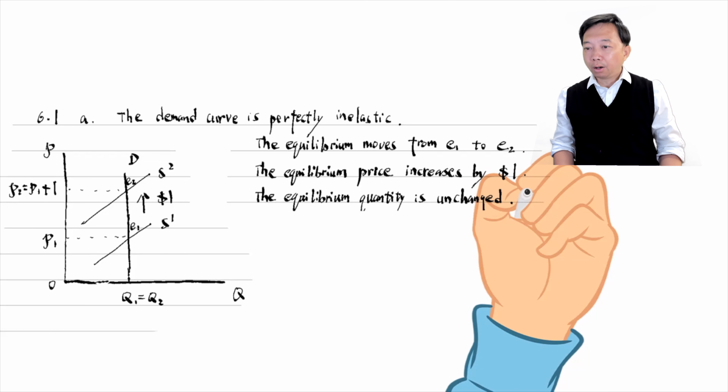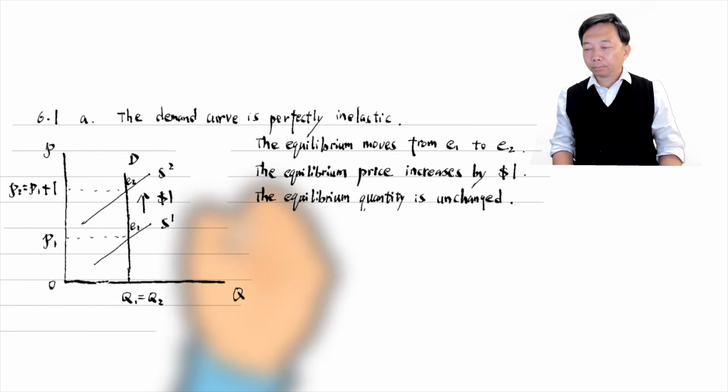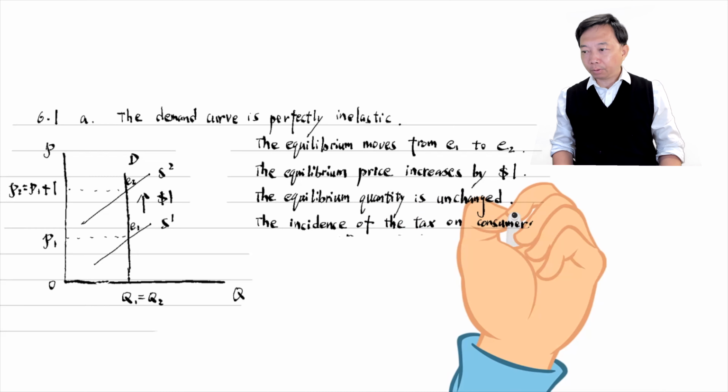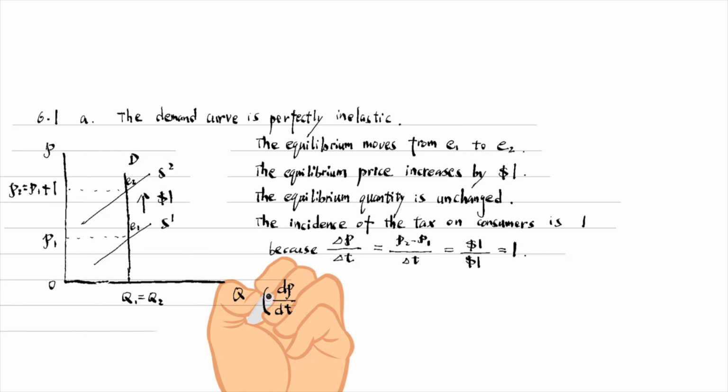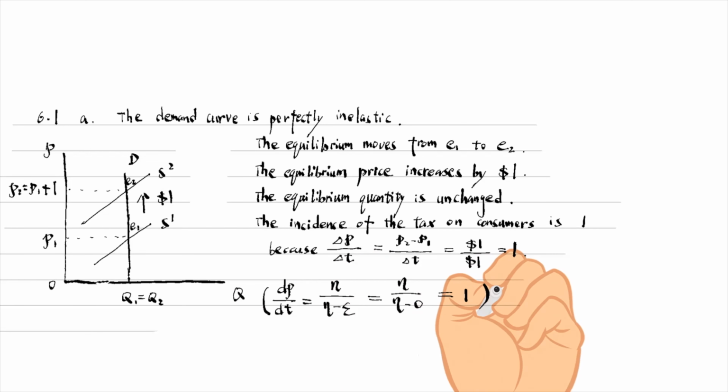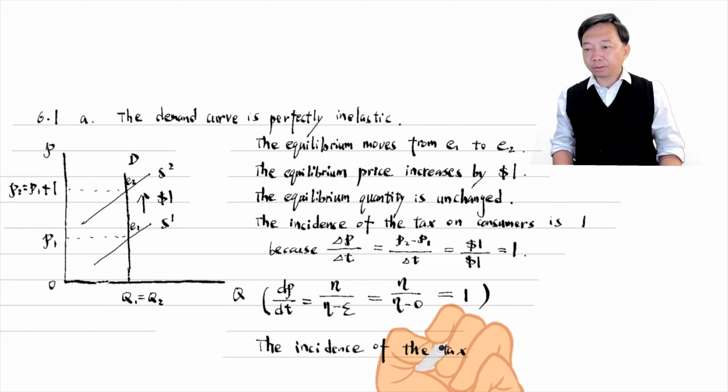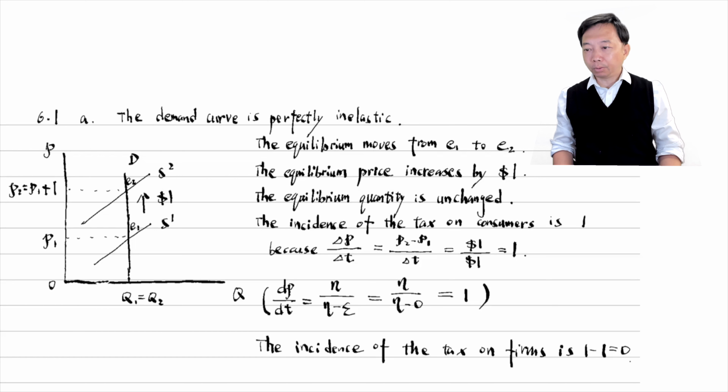The incidence of the tax on consumers is 1. We can see it from the graph or calculate it using the formula. The incidence of the tax on firms is 0. Consumers pay the entire tax because they are perfectly inelastic and must purchase a fixed quantity, no matter how high the price.